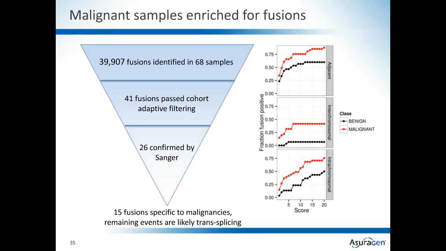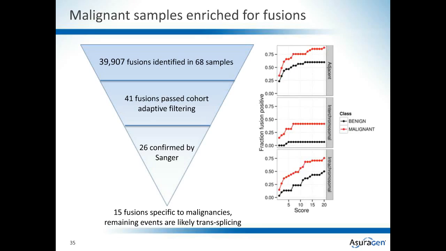The caller that we use for the upfront fusion detection is highly sensitive, but it also includes many false positives, and it is highly sensitive to deal with the nature of FFPE, the shorter fragment sizes. Now, we eliminate most of these false positives through the application of a cohort adaptive filter, and this reduces that set of approximately 40,000 fusions by 3 orders of magnitude.